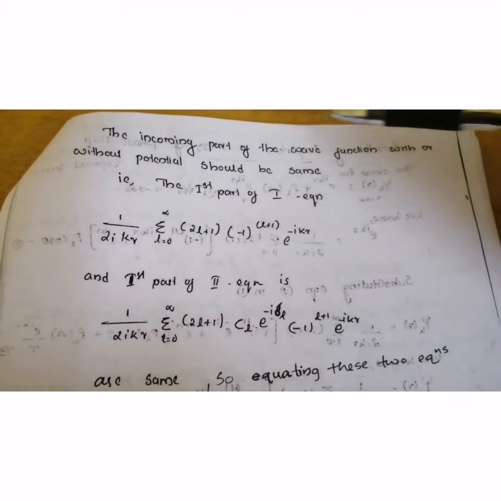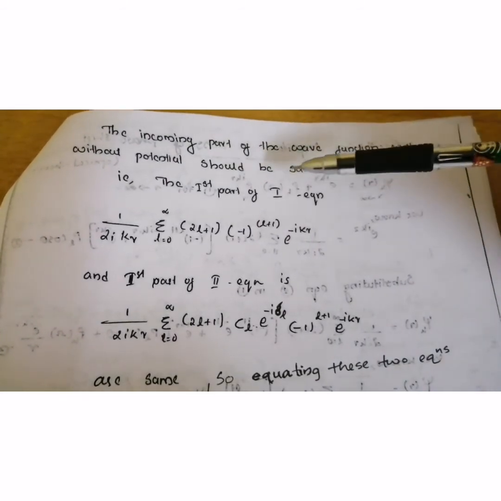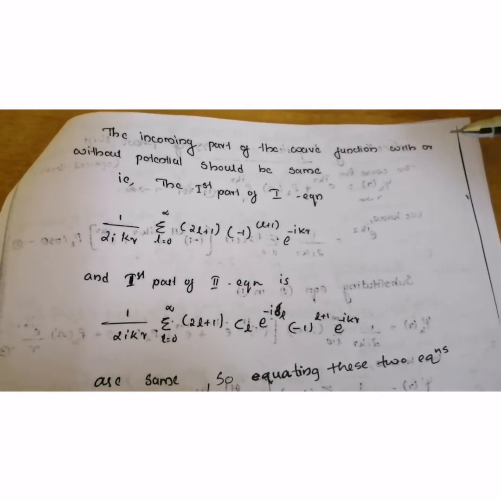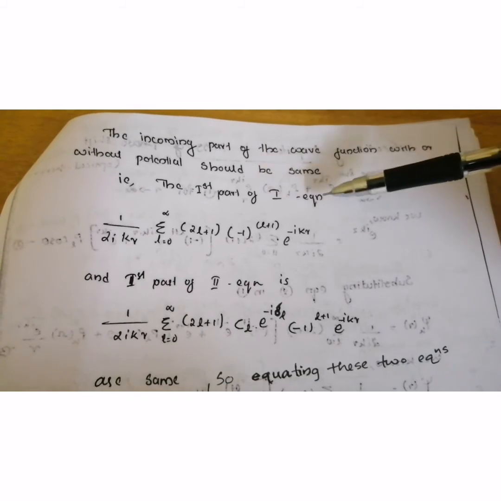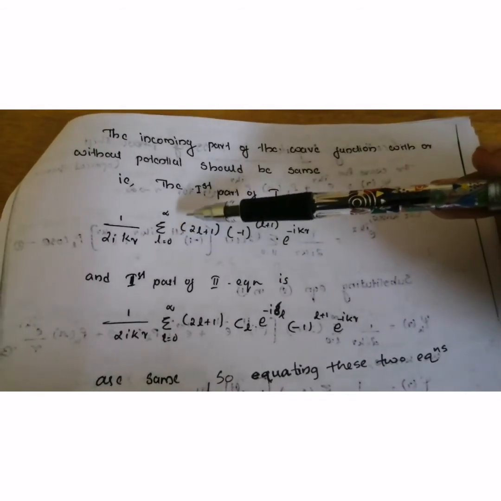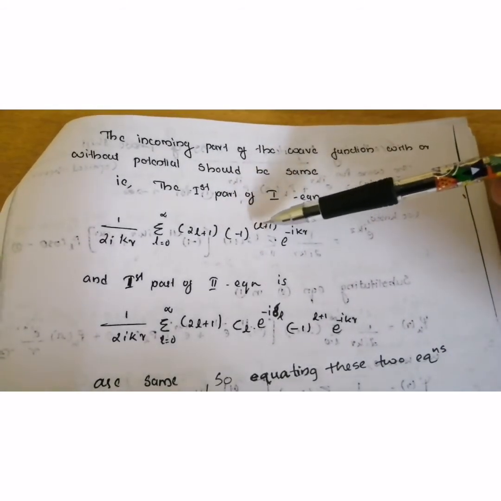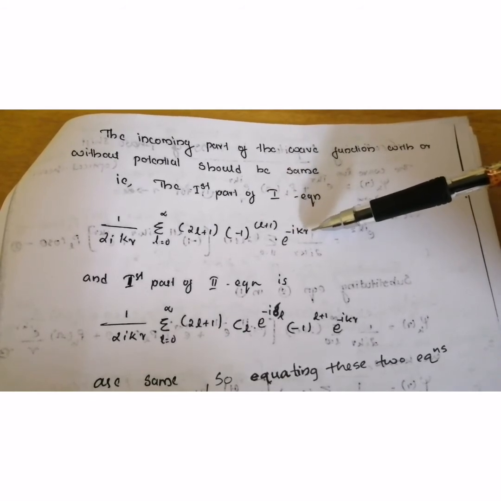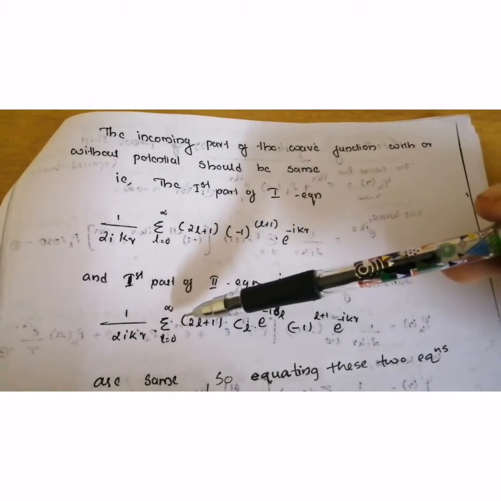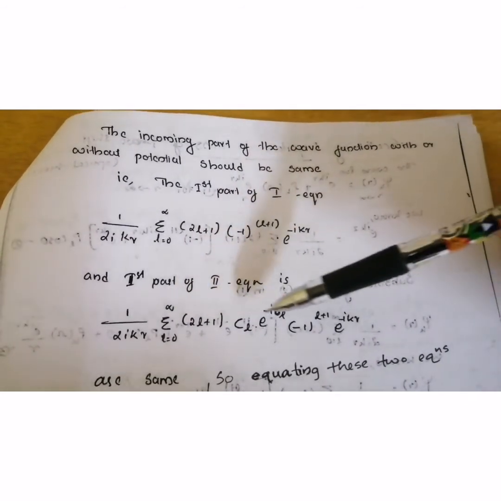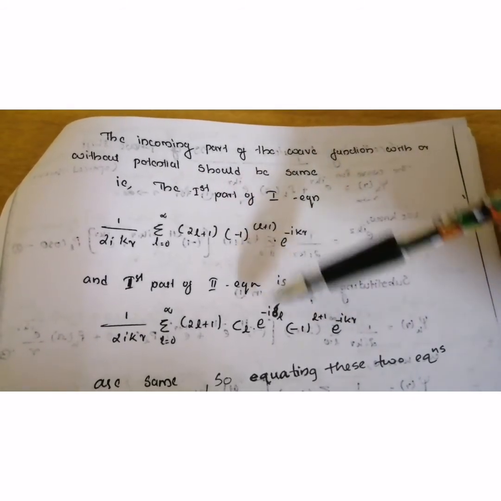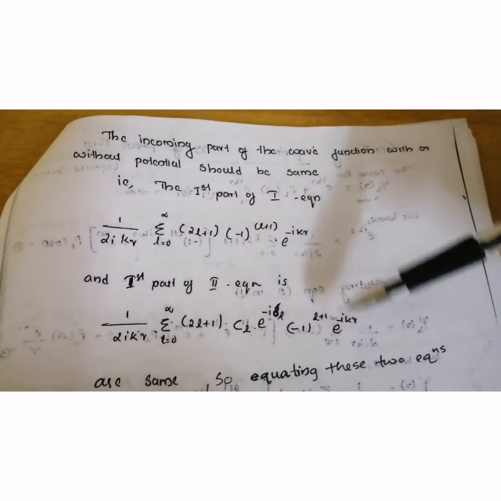The incoming part of the wave function with or without potential should be the same, that is, V(r) equal to 0 or V(r) exists. That is the first part of our equation 1, which can be written as 1 by 2i kr sigma l equal to 0 (2l plus 1) times minus 1 whole raised to l plus 1 e raised to minus i kr. And the first part of the second equation is 1 by 2i kr sigma l equal to 0 to infinity (2l plus 1) C_l e raised to minus i delta_l times minus 1 whole raised to l plus 1 e raised to minus i kr. These two are the same, so we can equate these two equations.